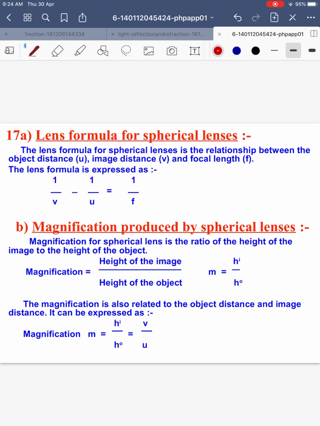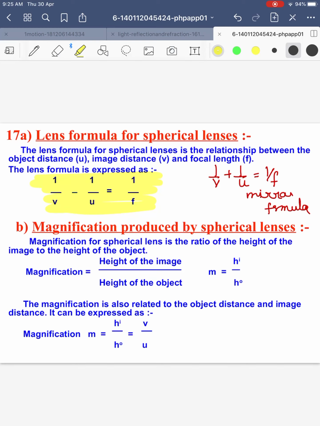Then we have the lens formula for spherical lenses, which is similar to the mirror formula with the only difference of a minus sign. In the mirror formula we had 1/v + 1/u = 1/f. That was the mirror formula. And for lenses it is 1/v - 1/u = 1/f. Here u is the distance of the object, v is the distance of the image, and f is the focal length.